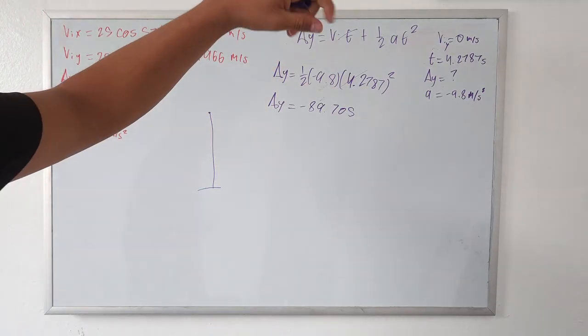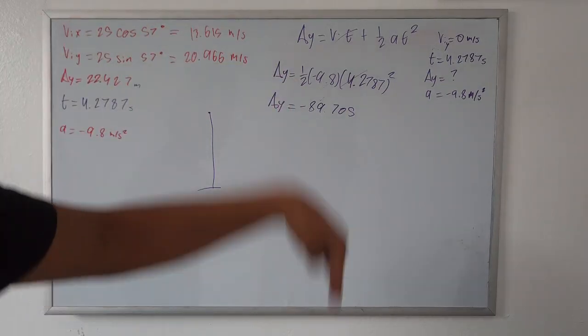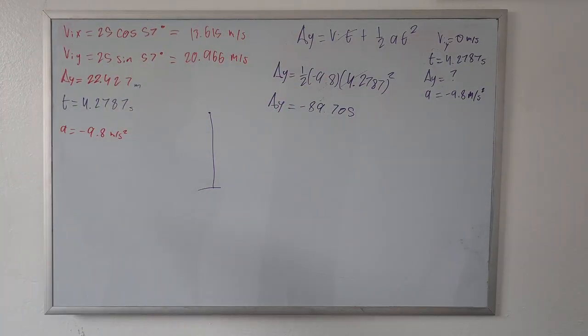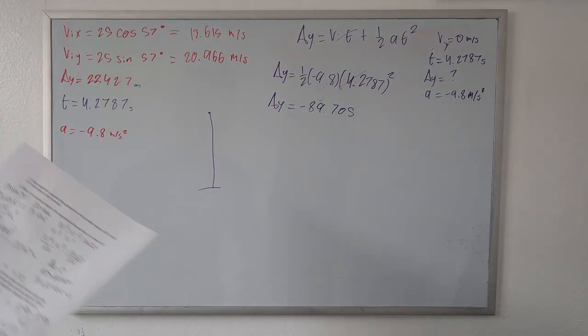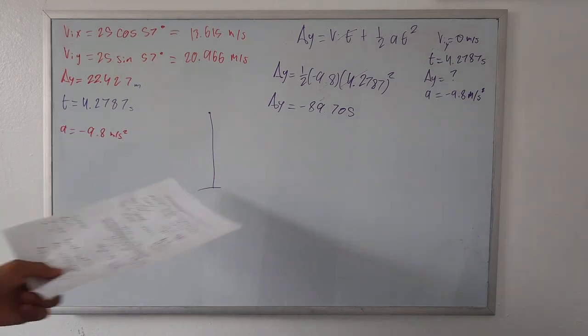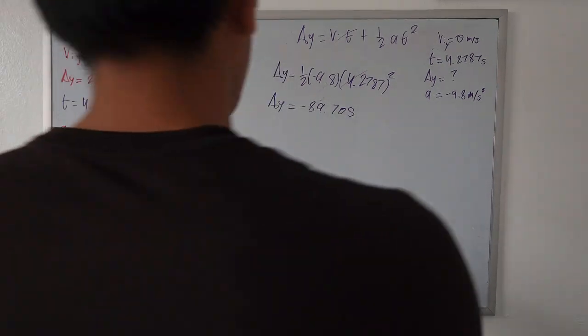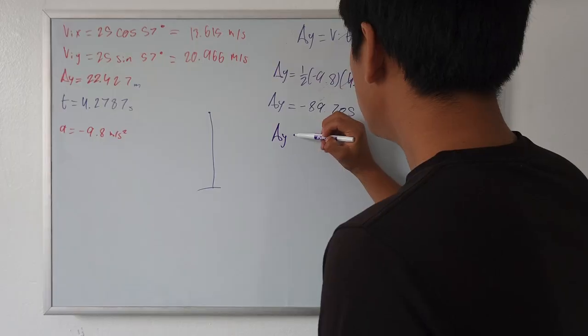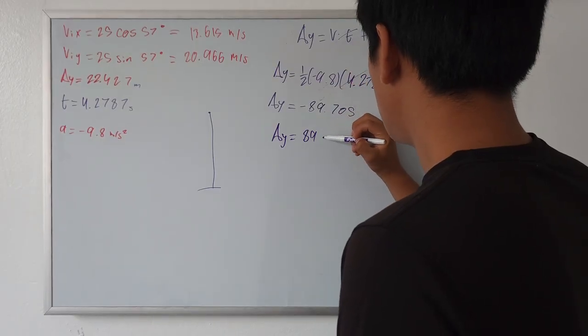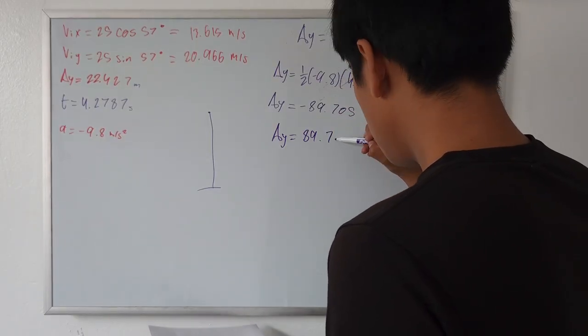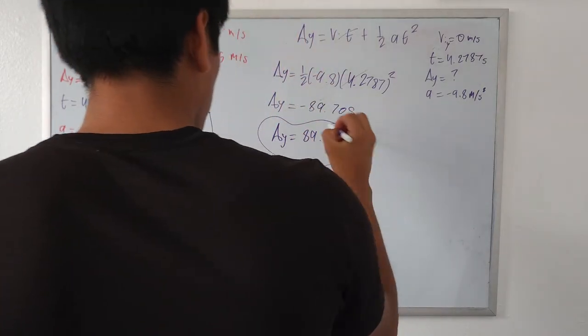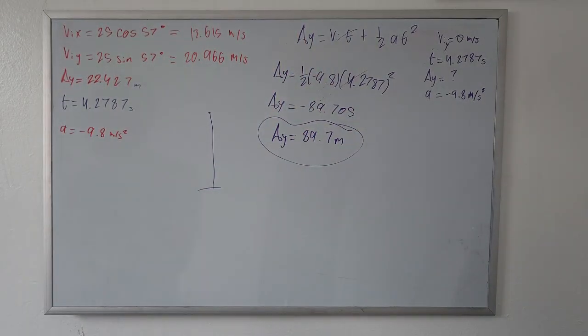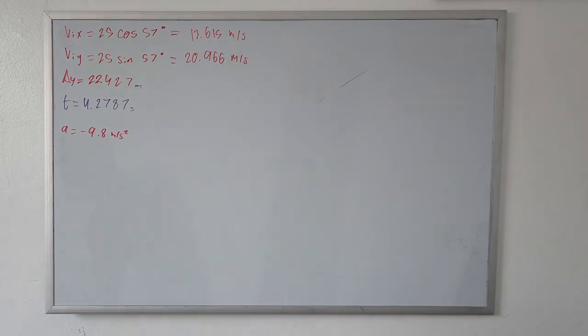So if it started here and it's going down here, then it traveled in the negative direction. But since the problem is asking us what is the initial elevation, we're just going to change this into a positive. So then your final answer is just going to be delta y equals 89.7 meters. That's going to be your final answer right there. So that's how high it needs to be in order to land at the same time as the first object.